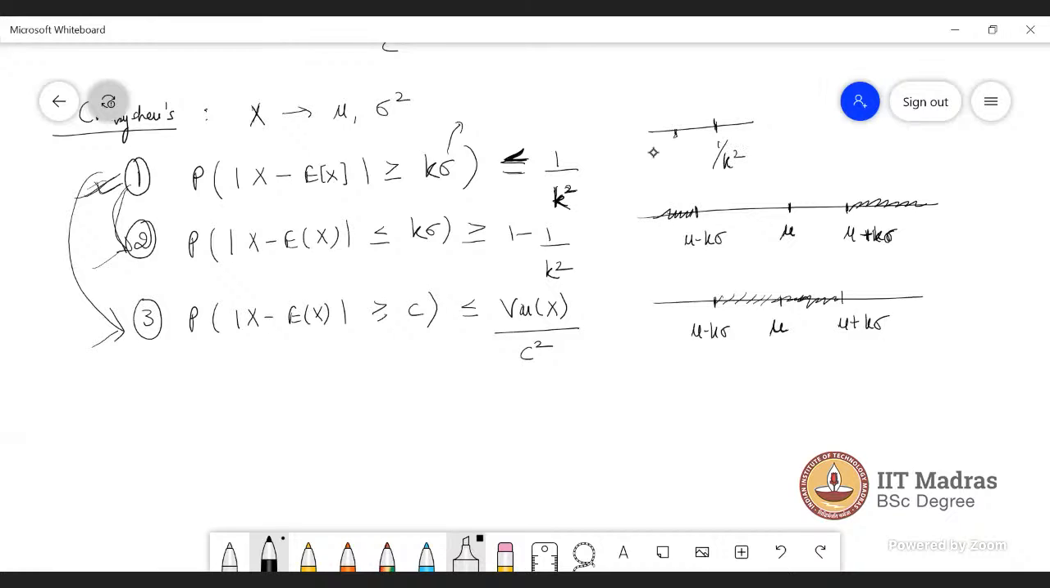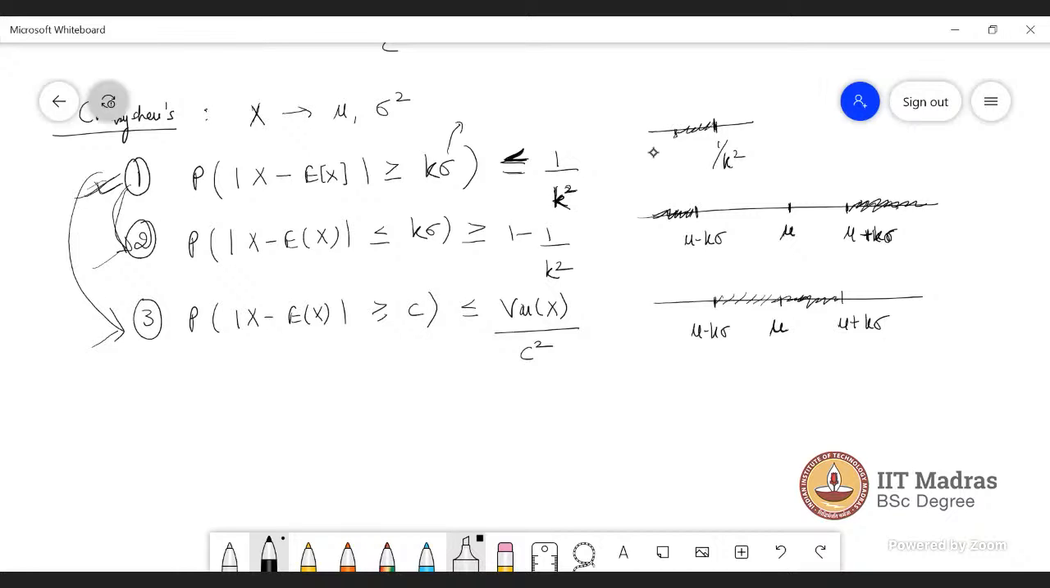So it is basically giving you an upper bound on the probability. It is giving an upper bound that x is lying outside this range. So it can go maximum till 1 upon k square. Okay, thanks. The bound can go maximum till 1 by k square.